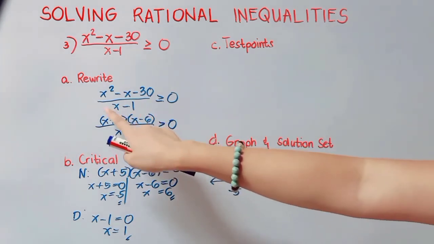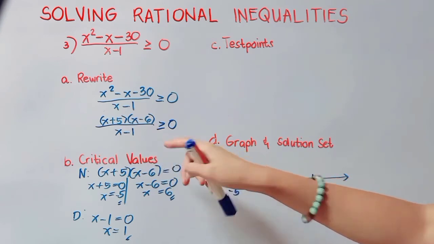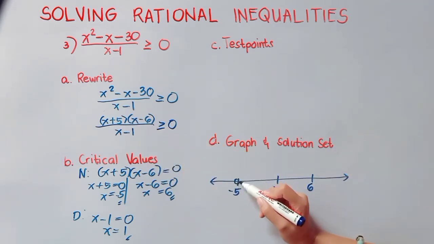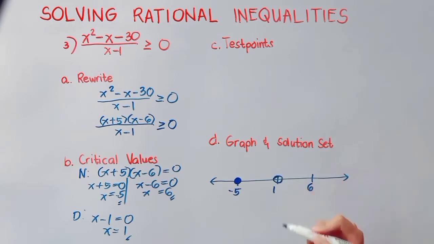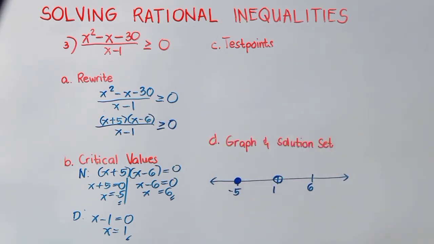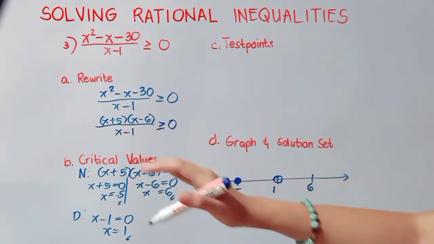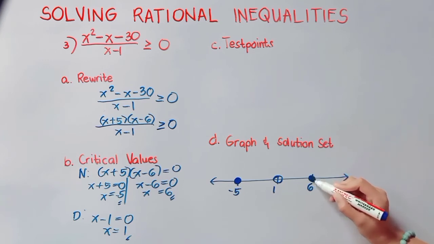Now negative 5 will make our expression 0, but it's here greater than or equal to 0. So it is still accepted as a solution, so we will be using a shaded point. Now our critical value 1 will make our denominator undefined. Therefore, this is not part of the solution, so we will be using a hollow point. Now 6 will also make our entire expression 0, but it's still okay since we are looking for greater than or equal to 0. So we will be using here a shaded point.